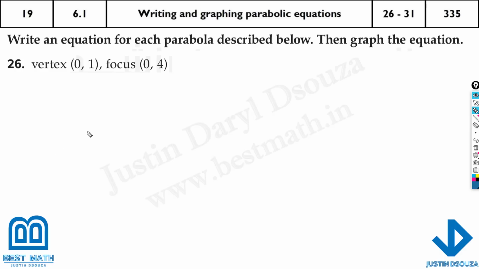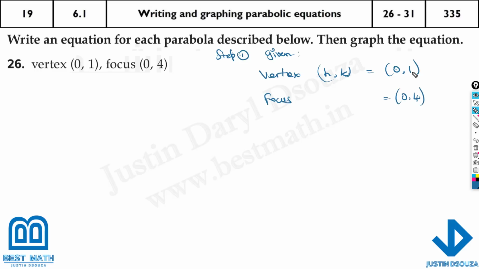Here they have given us the vertex and focus. Step 1, write what is given. This is very important. Given: the vertex, that is h comma k, is 0 comma 1. The focus is 0 comma 4. Now look at this. What is the same? The x-axis is the same. Only y is changing.